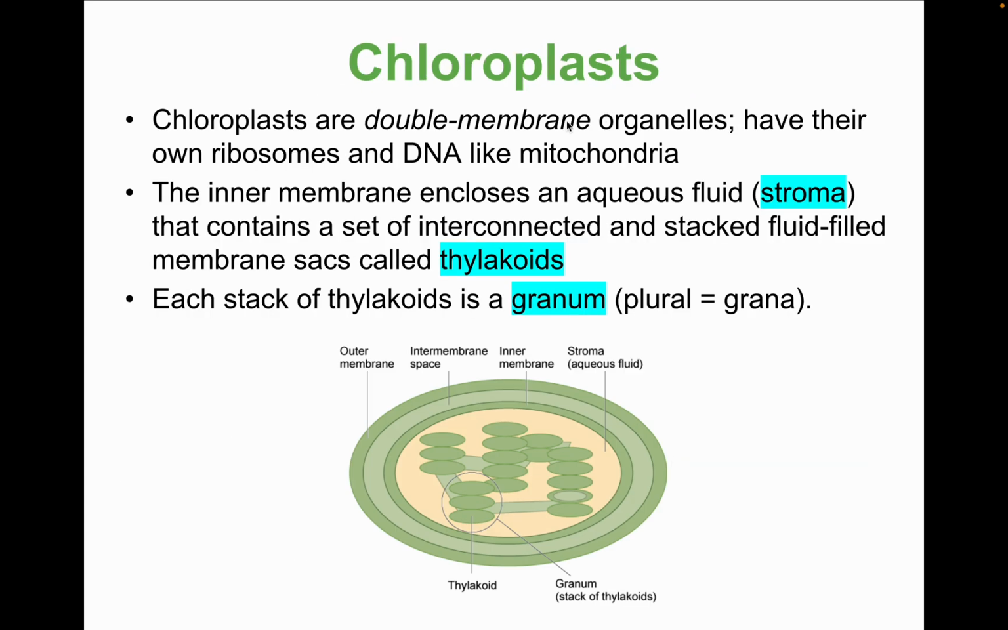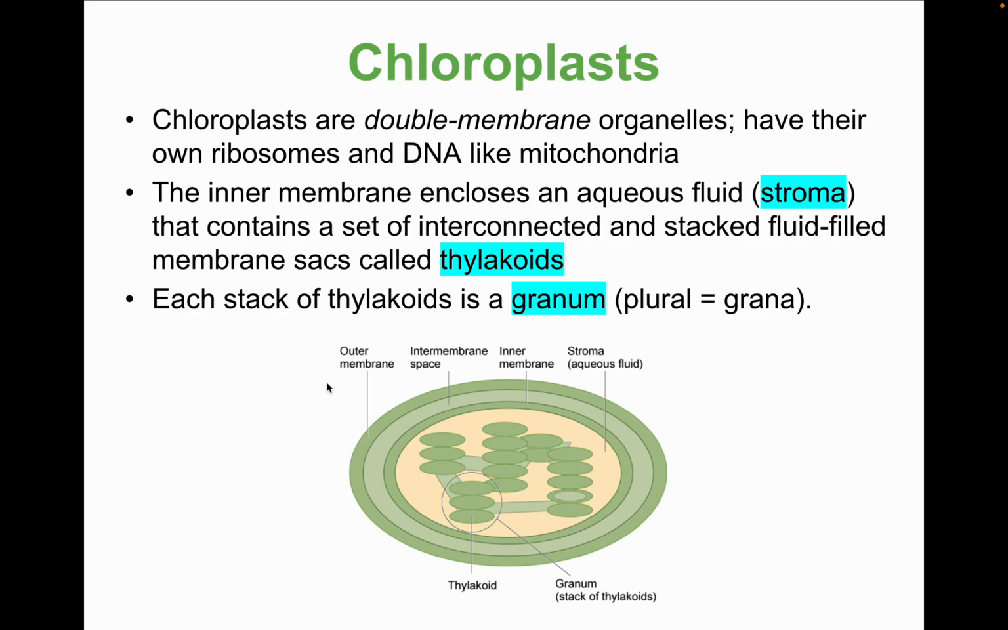So chloroplasts occur in plants. Chloroplasts are double membrane organelles. They have their own ribosomes and DNA like mitochondria. So both chloroplasts and mitochondria actually have a very unique origin that we'll be talking about soon. The inner membrane of the chloroplast encloses an aqueous fluid called the stroma.